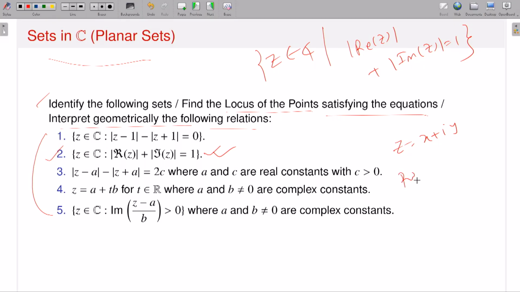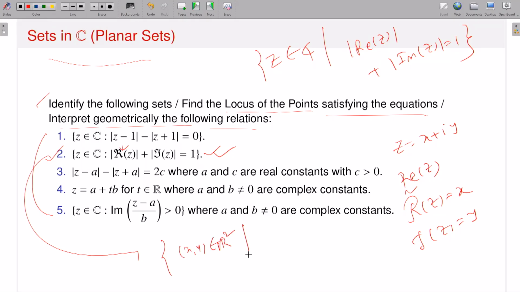So what is the real part of z? That is x. Re is my notation for the real part. And what is the imaginary part of z? This is y. So in terms of x and y, it represents all those points (x, y) in R2, which I can identify as a set in R2 such that modulus of x plus modulus of y is equal to 1. That's the set I am talking about.